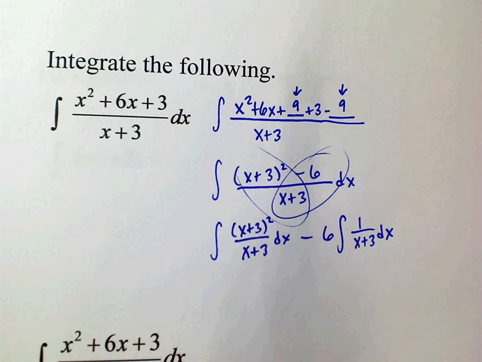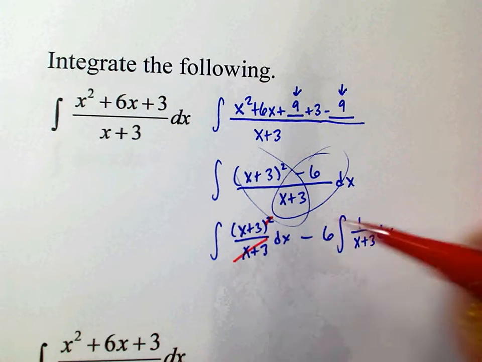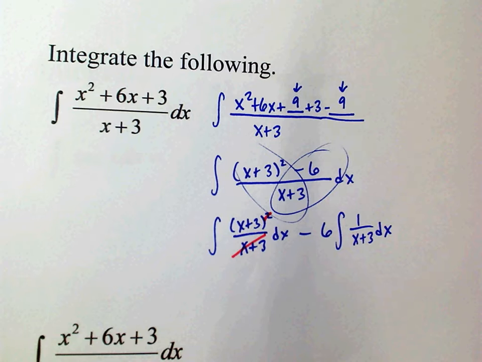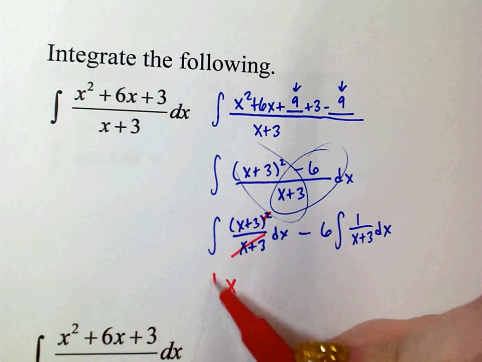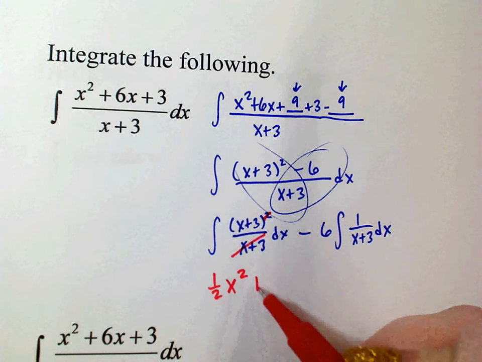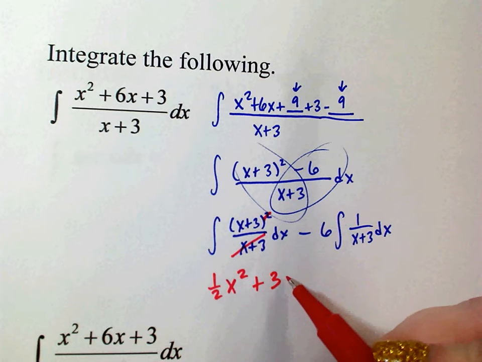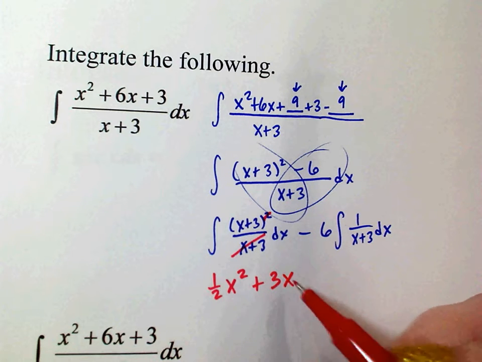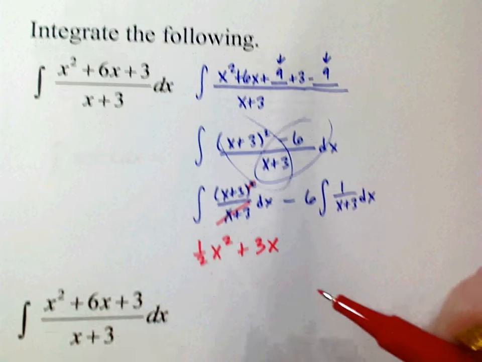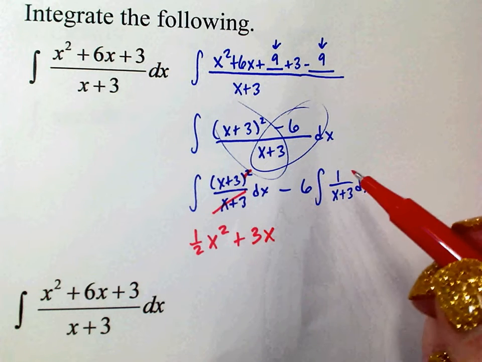And what's the antiderivative of x plus 3? Plus 3x. What's the antiderivative of negative 6 times the integral of 1 over x plus 3? What's that?